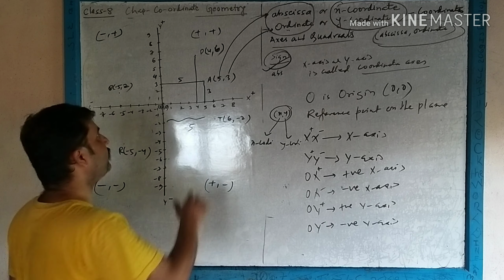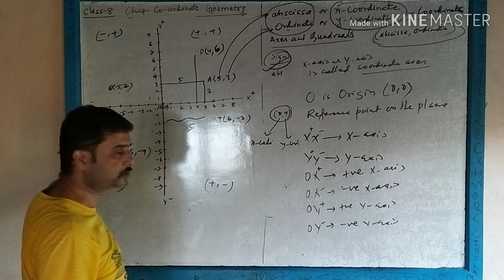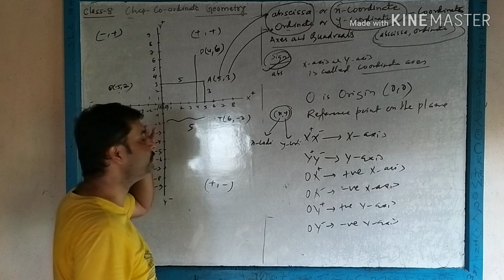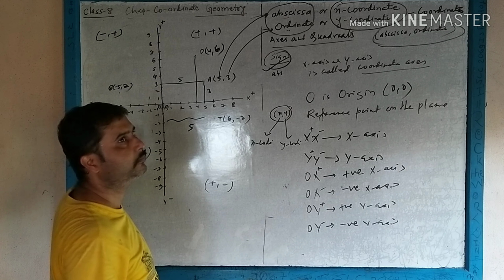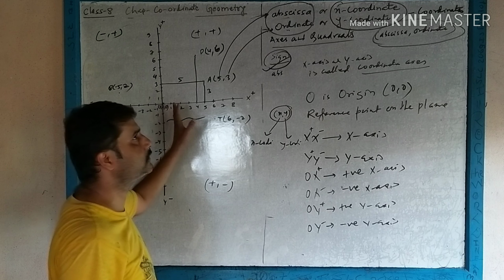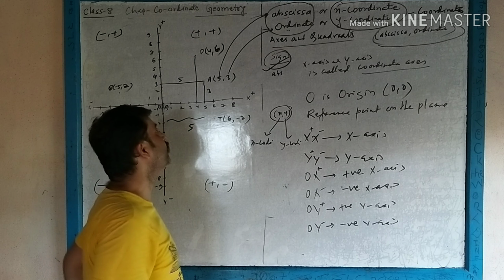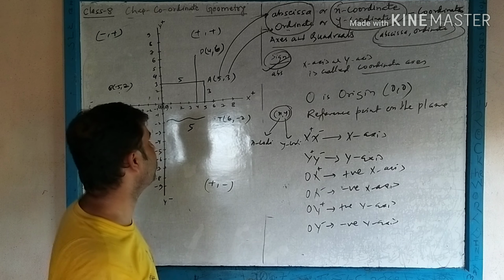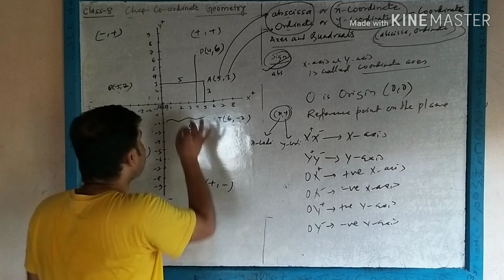So first quadrant plus plus, second quadrant minus plus, third quadrant minus minus, fourth quadrant plus minus. You remember this one, plus and plus. This is minus, so minus plus, and here will be plus minus. These are the signs of the abscissa and ordinate in each quadrant. So now you understand what the coordinates of each point are in its quadrant.